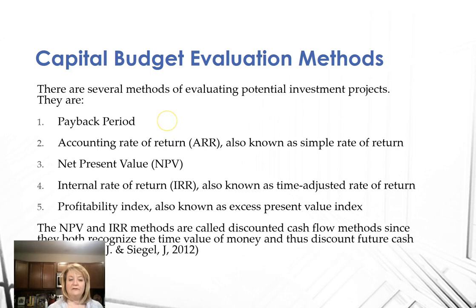and the net present value and internal rate of return methods are called discounted cash flow methods since they both recognize the time value of money and thus discount future cash flows. So now I'm going to show you some examples of each.